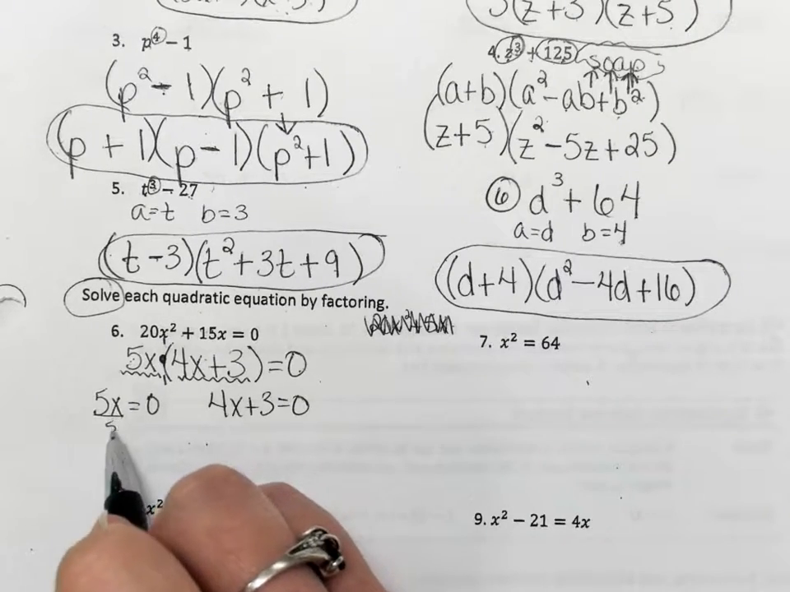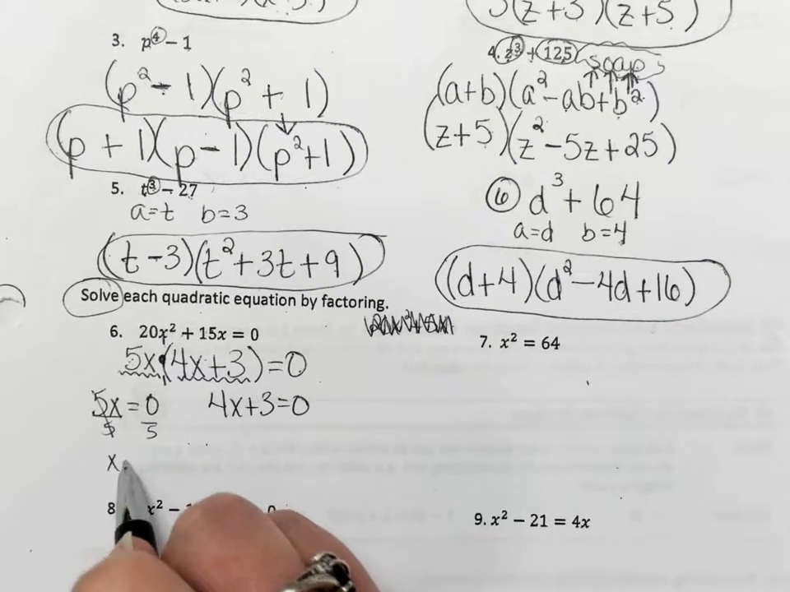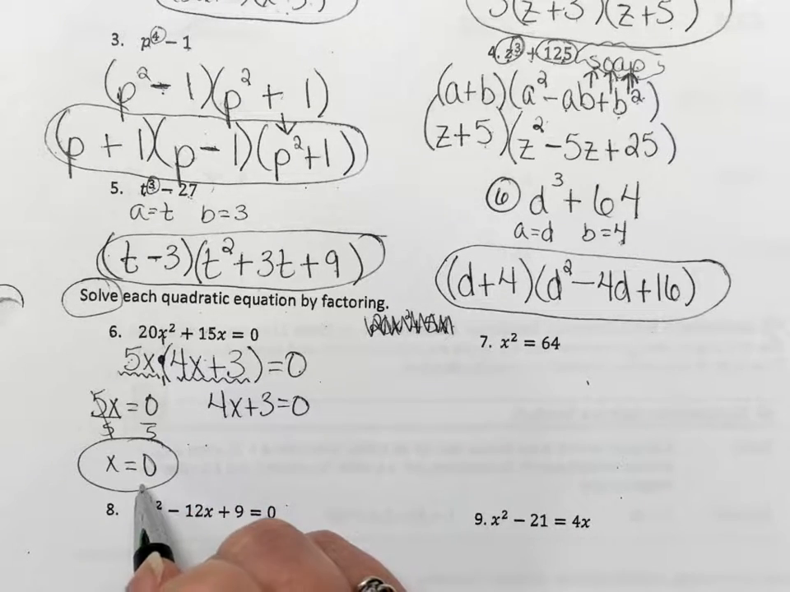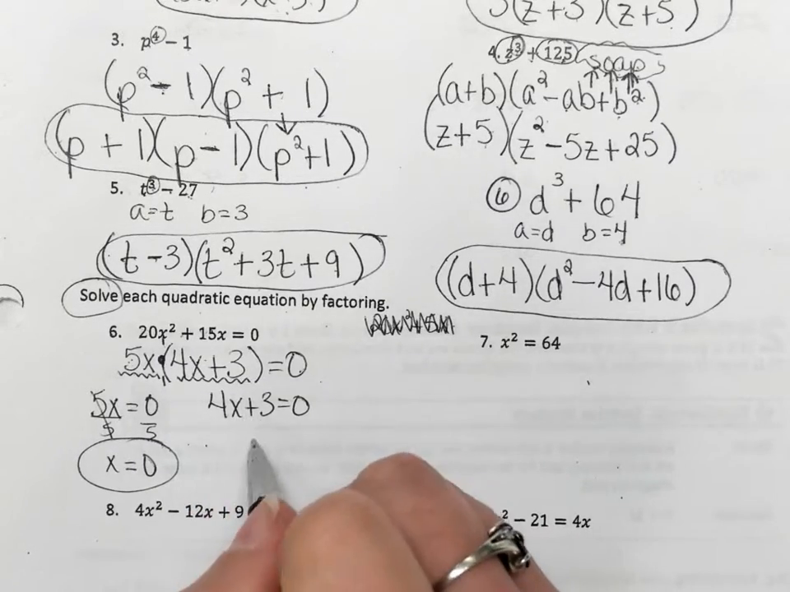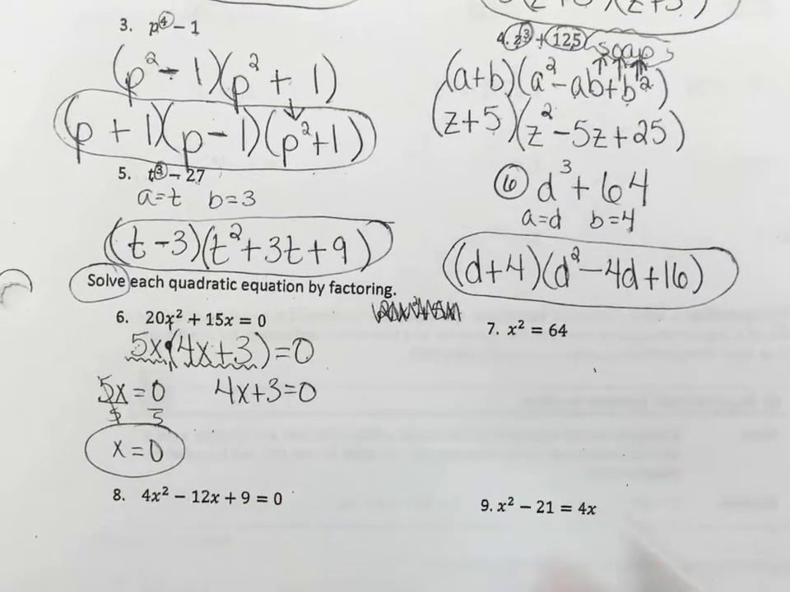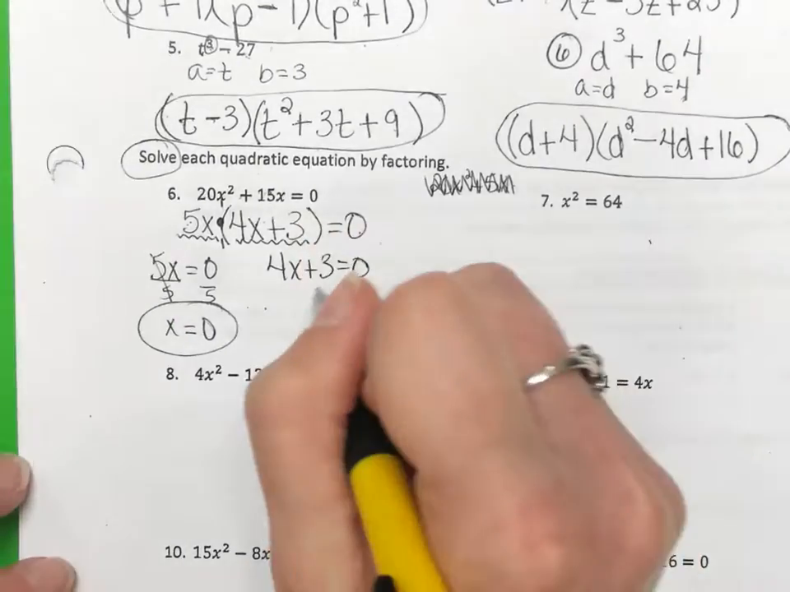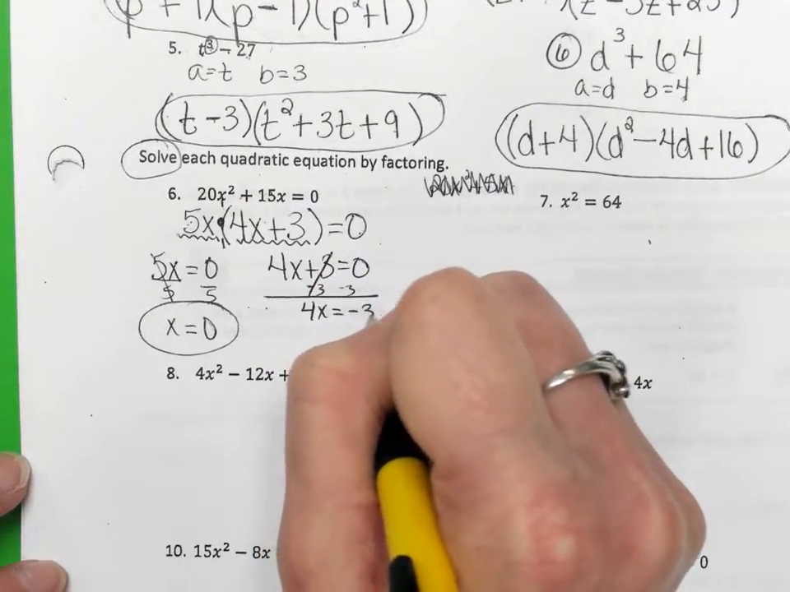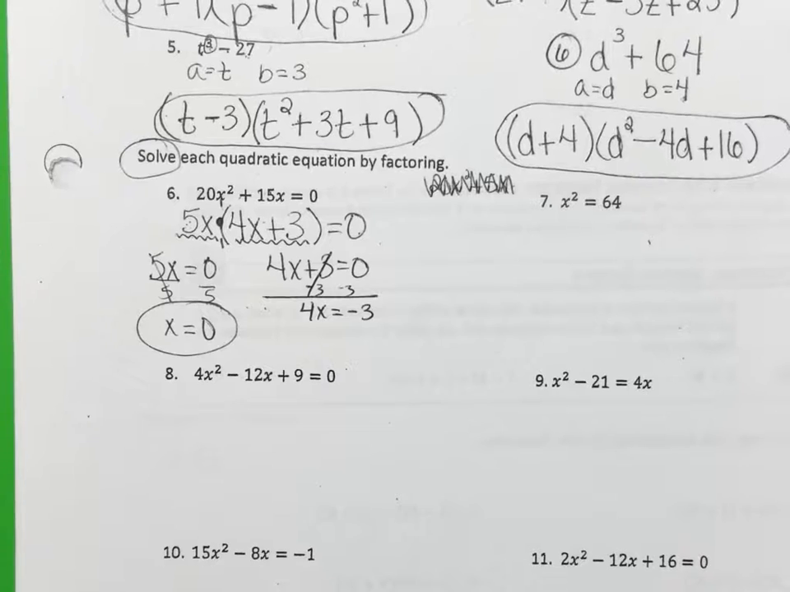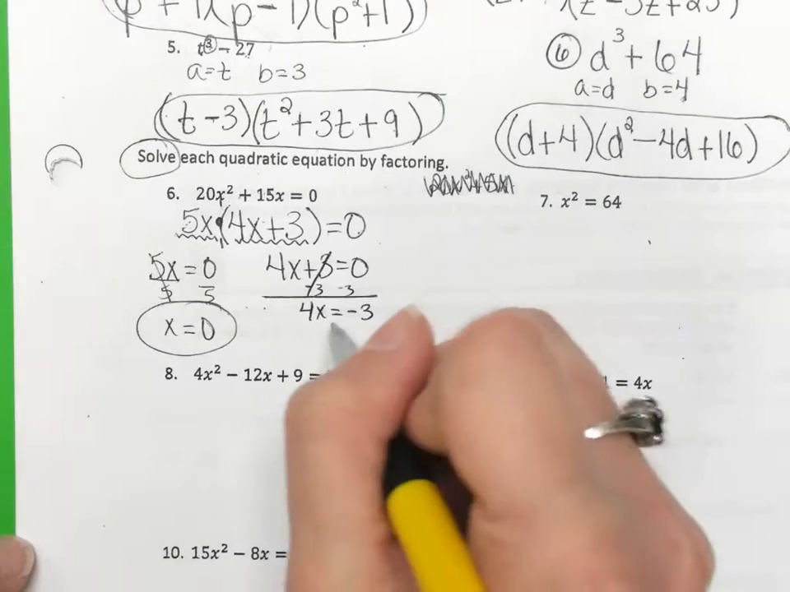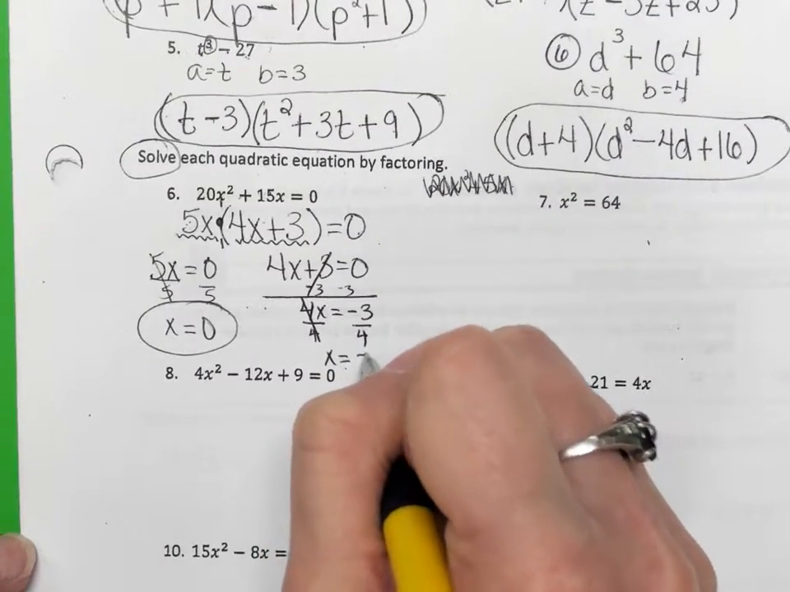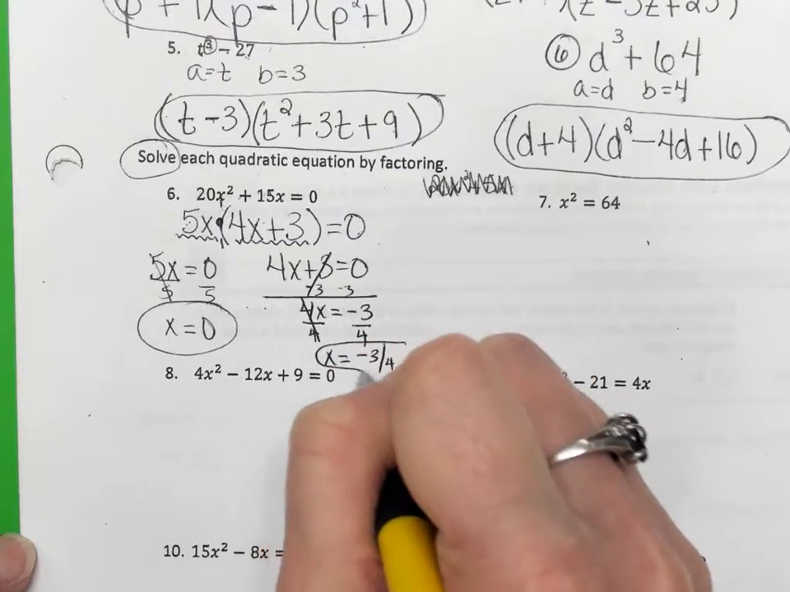Alright, so divide by 5. And what's x equal? Alright, how do I solve this one? Subtract 3. There you go. Zero minus 3 is negative 3. Now what can I do? Divide by 4. Very good. So x equals negative 3/4.